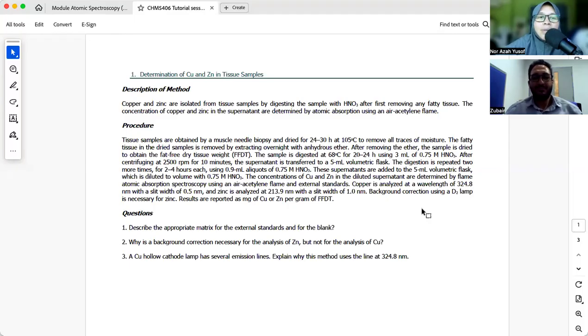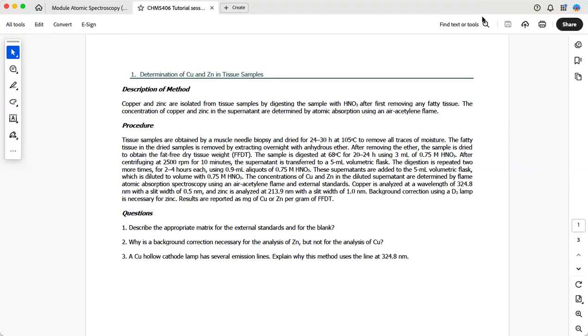Okay, so here the question is, copper and zinc are isolated from tissue samples by digesting with nitric acid after first removing fatty tissue. Okay, so the concentration of copper and zinc in the supernatant are determined by AAS using flame, yeah, acetylene flame. Tissue samples are obtained. Okay, this is the story. Describe appropriate matrices for external standards and for the blank. So you have to read about external standards, tell about the matrices, how they prepare the matrices.